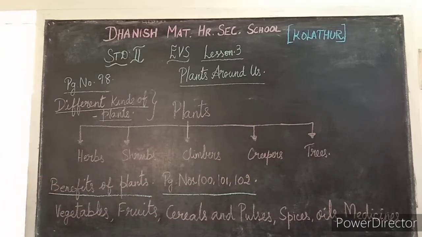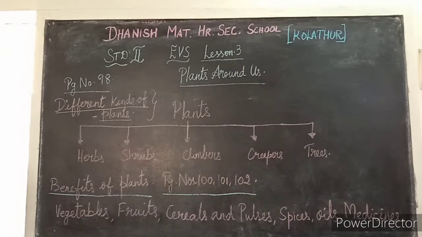Now look at your book, page number 98. Herbs are small plants with thin and soft stems. Most of them live for a few months only. For example, mint, coriander and grass.